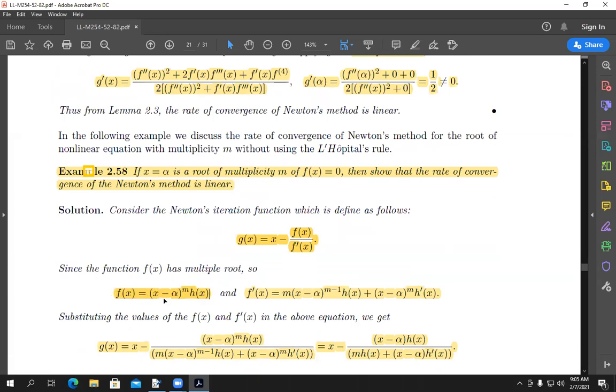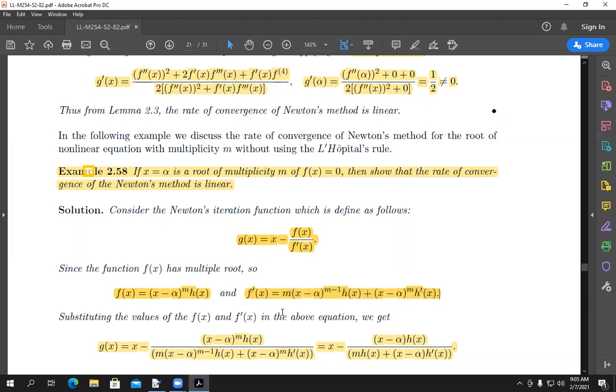This formula says alpha is a multiple root and its multiplicity is m. So now you have f. When you have f, you can easily find the derivative by using the product rule. The product rule of the derivative is what? Derivative of the first function, which is (x minus alpha) power m, which is m into (x minus alpha) power m minus 1, into the second function, plus first function into derivative of the second. What is the derivative of h?